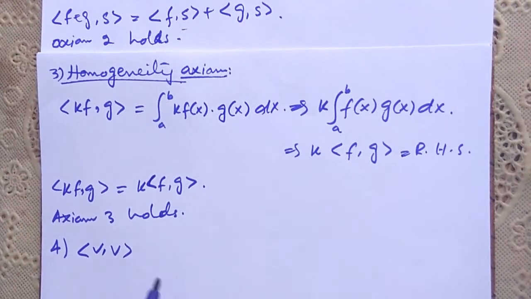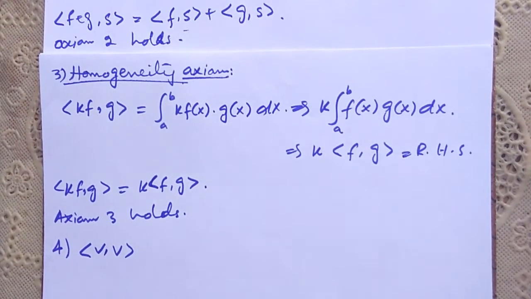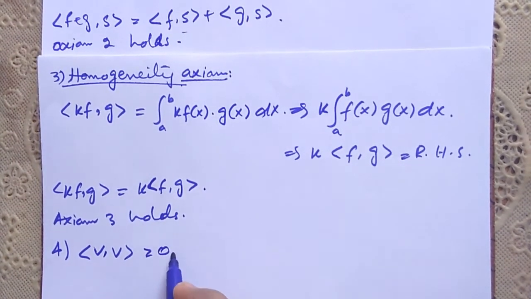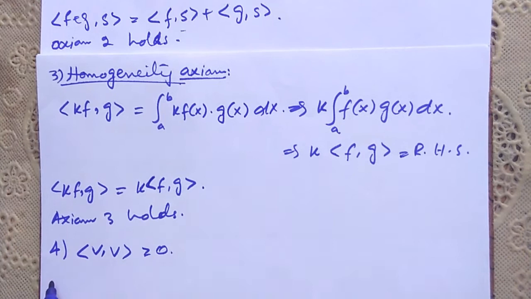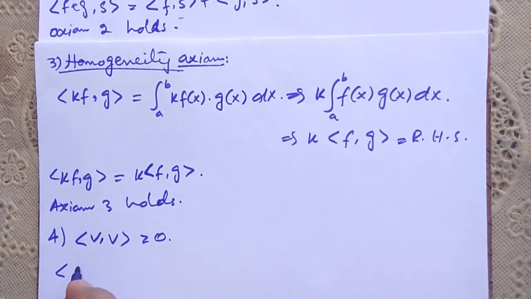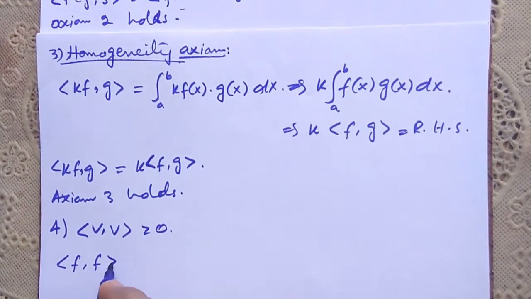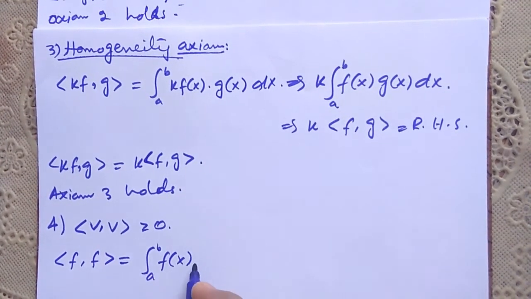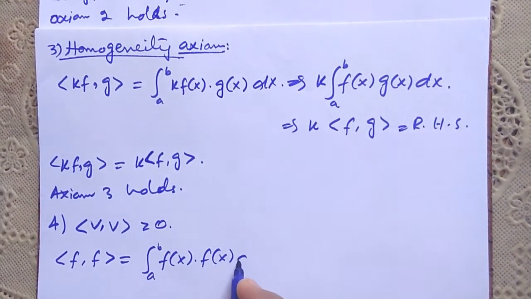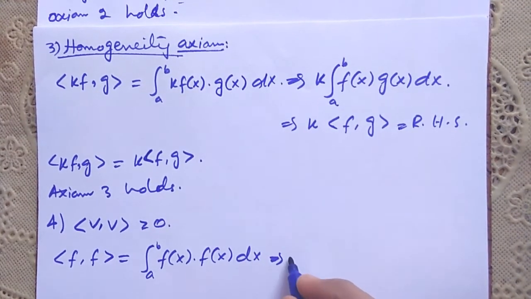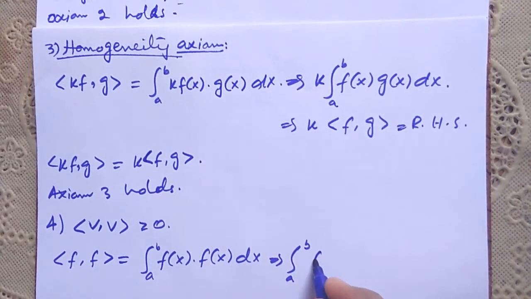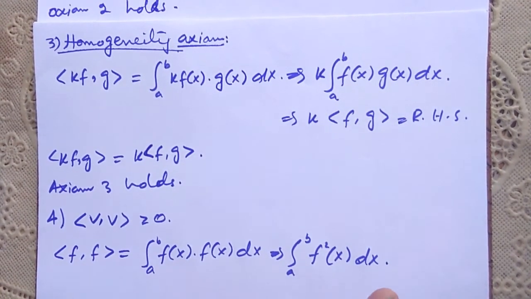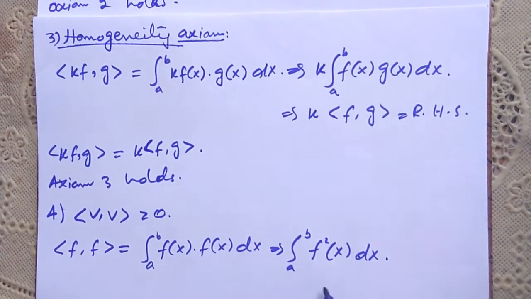Now the fourth axiom is the positivity axiom, and according to the positivity axiom the product of v with itself must be greater than or equal to 0. So for this, the integral product of f with itself is equal to the integral from a to b of f of x times f of x dx, or the integral from a to b of f square x dx.